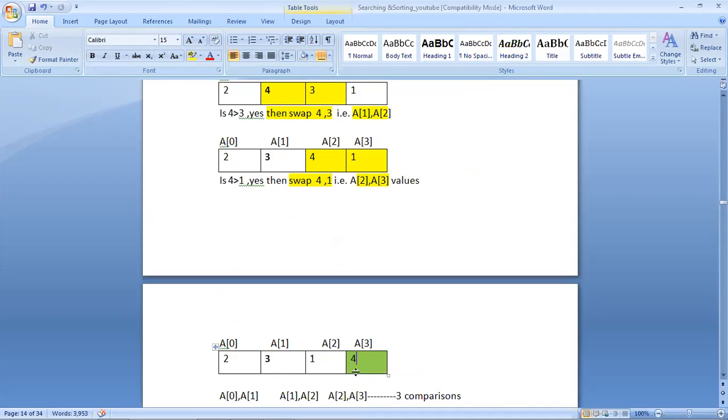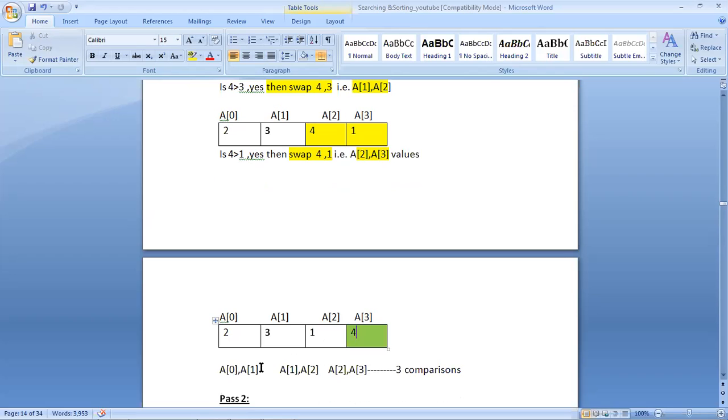Now if you carefully observe, the biggest value among the 4 values, that is 4, reached its correct place after pass 1. One more observation: we made comparisons between the first and second elements, the second and third elements, and the third and fourth elements. So these are 3 adjacent pairs, a combination of 3 adjacent pairs.